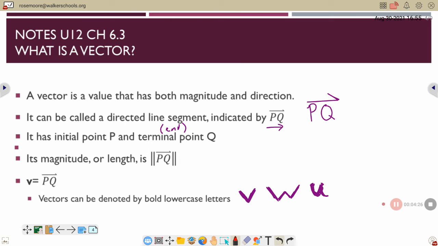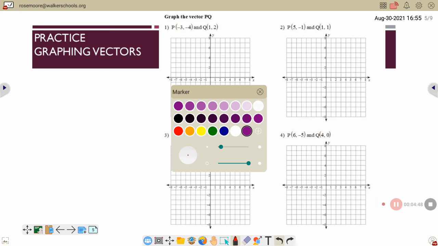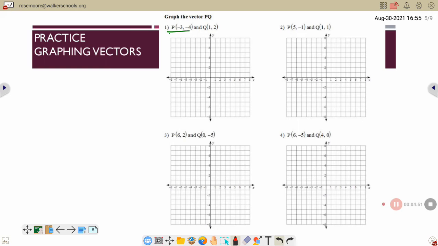All right, again, pause if you need more time on your notes. All right, so to graph a vector is not terrible, okay? So this is on the worksheet I have given you. If you will look at number 1, the first thing we will plot is point P, okay? And I will do that in green. So point P, remember it is X and then Y, right? Okay, so x is first, -3 is over here to the left, and -4 is down.